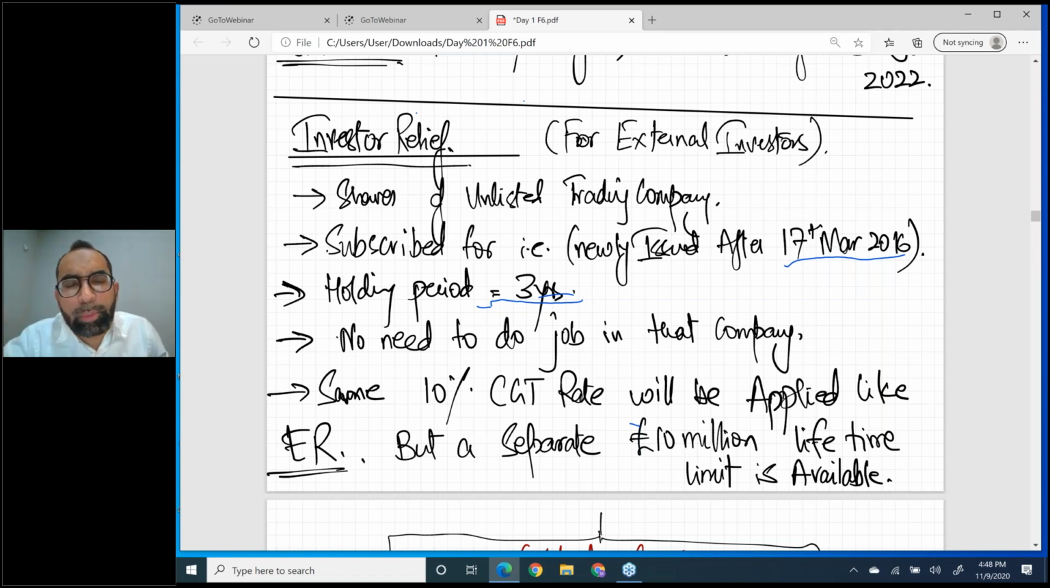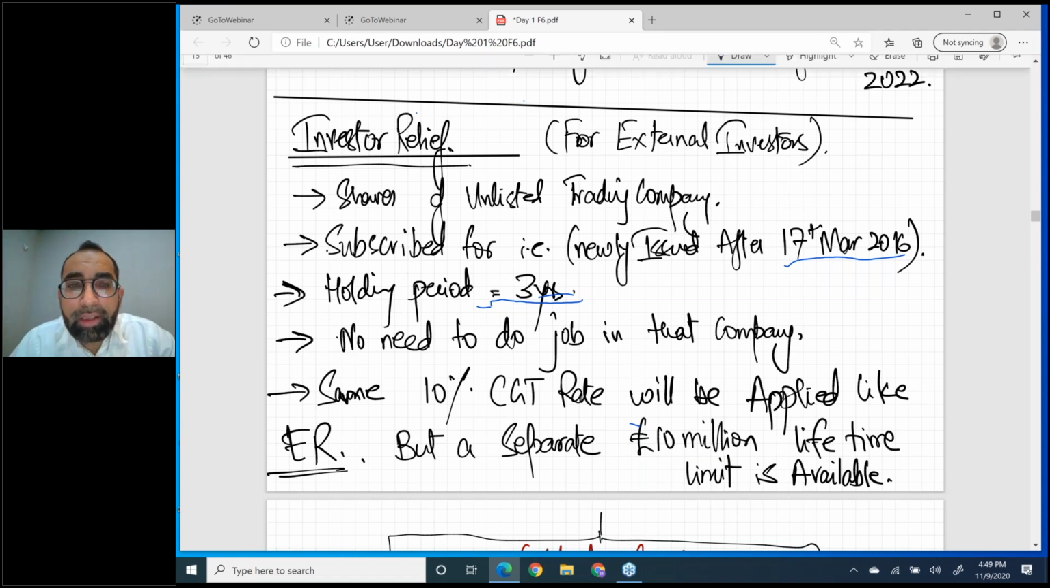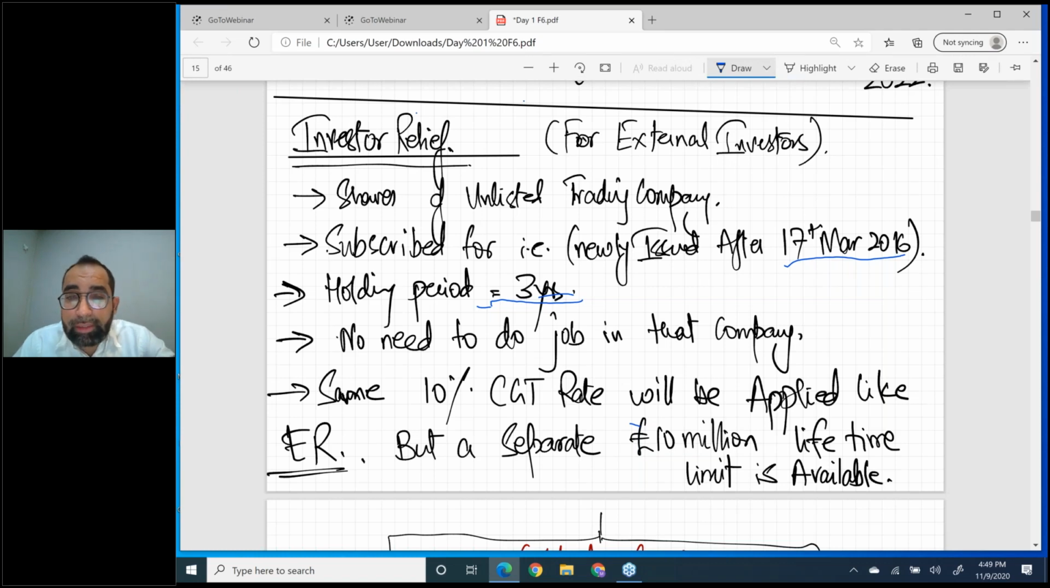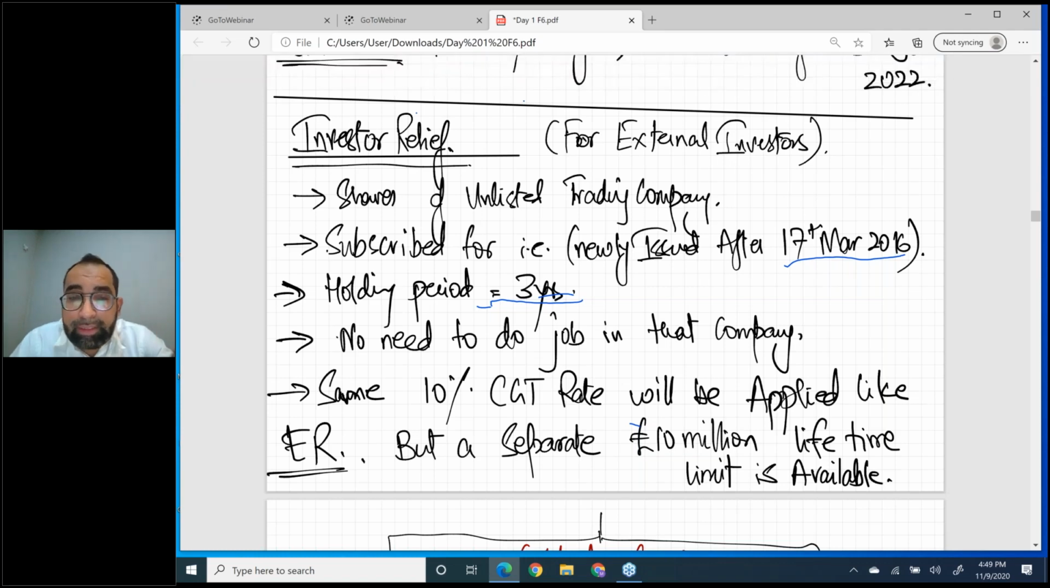Now students will ask, sir, for qualifying gains there was a limit of only 10 million. Here you have a separate, but a separate 10 million lifetime limit is available. So the entrepreneur relief 10 million limit is separate, and the investor relief 10 million limit is separate. Both are separate limits, but once you have used both, then you are not eligible for these reliefs. Okay, so don't forget to read this. This is coming nowadays. Many students are saying this was also tested in the last attempt.